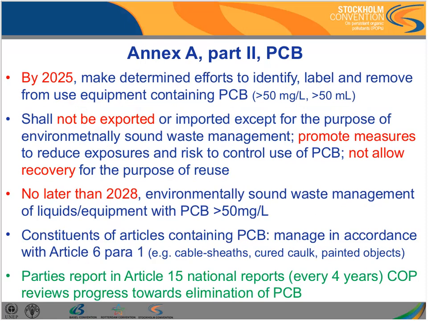So let's take a look at Part 2 of Annex A, which provides how PCB exemption should be implemented. It provides that by 2025, parties are to eliminate PCB by making determined efforts to identify, label, and remove from use the equipment containing PCB. And there are 3 priorities provided. The last priority is the PCB of concentration level greater than 50 milligram per liter, or the volume greater than 50 milliliter.